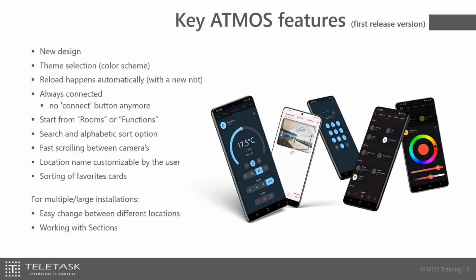So what are the key features? It's a new design, if we compare with ISGUI, the older version. There's a theme selection, first of all. So you see, for example, here on the picture on the left phone, you see a black background. On the second one, you see more a white background. We see colors like more blue, more dark, more yellow. So there are several themes the customer can select himself in the app in the settings menu.